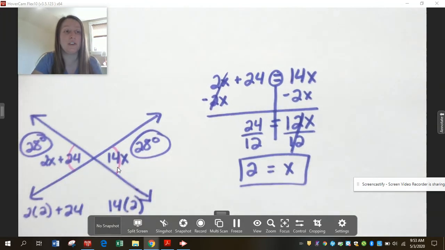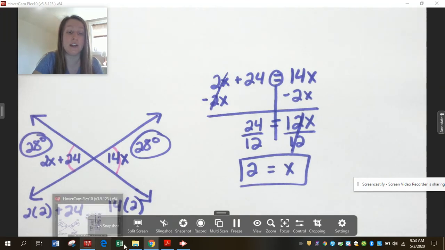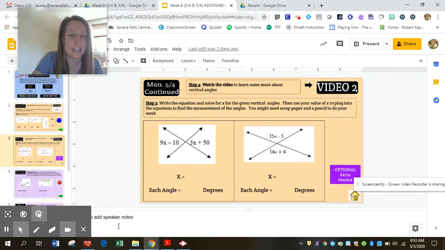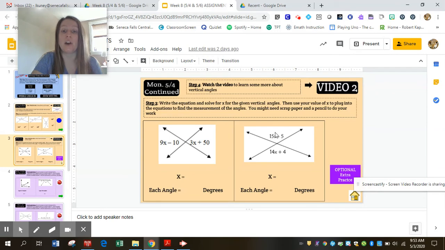So if you want to try the two on your own, all you have to do is set them equal to each other. So I'm not going to go ahead and put them in a video, but if I go back to that screen, these are both across from each other. So the way that you set that up is you're going to set them equal to each other. 9x minus 10 equals 3x plus 50. Solve for x. 15x minus 5 equals 14x plus 4. Solve for x, and then find the angles.